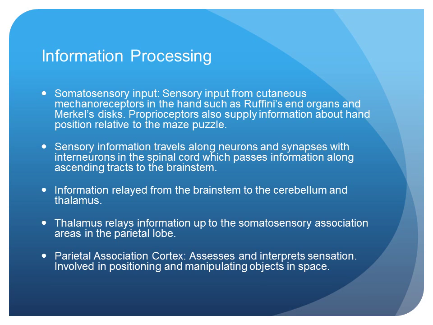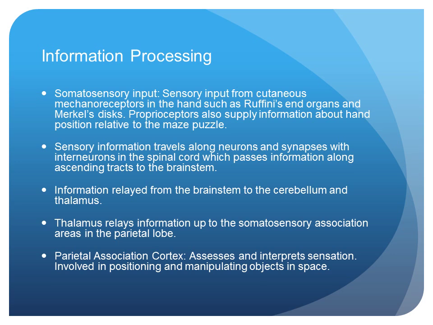So how does all this happen in the body? What is happening in the body to allow for this to happen and relay all this information? Well, we're using feedback from receptors in our hand, and this is known as somatosensory input. We get sensory input from cutaneous mechanoreceptors in the hand, as well as proprioceptors, which also supply information about the hand position relative to the maze puzzle and feeling the edges of the maze because we can't see anything.